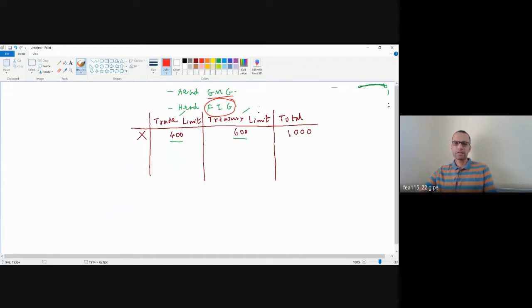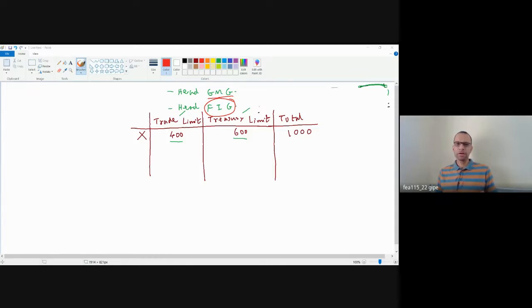So FIG decides, based on the inputs from business and based on their view on the overall way in which the market is behaving, that they would want to set these limits at 400 and 600. So let's say that agreement has happened. This will happen for every counterparty. So let's say parties A, B, C, D are there as well. You'll have limits which are set for each of them. So this is what you call the setting of limits.